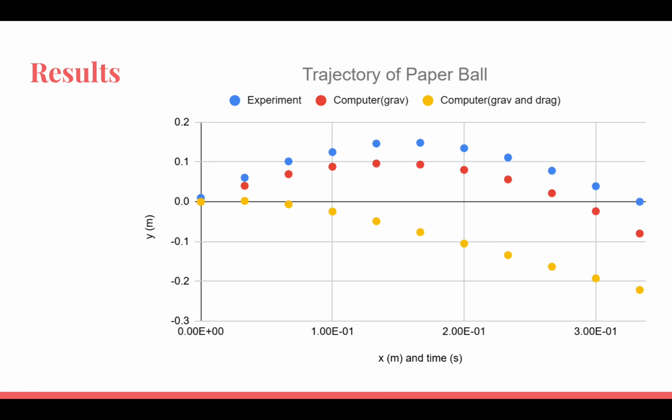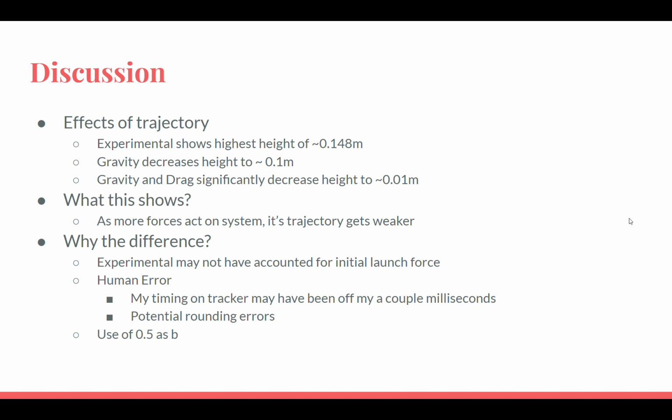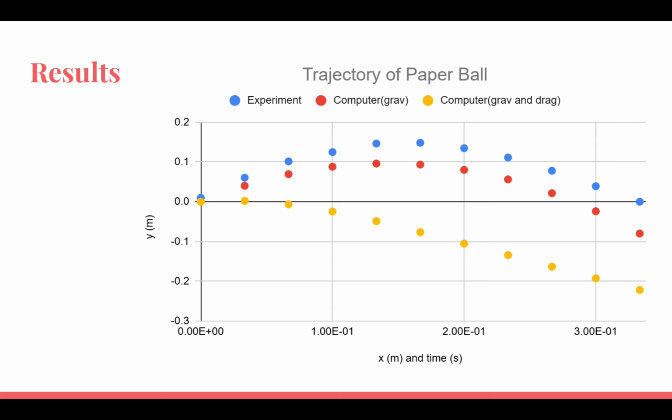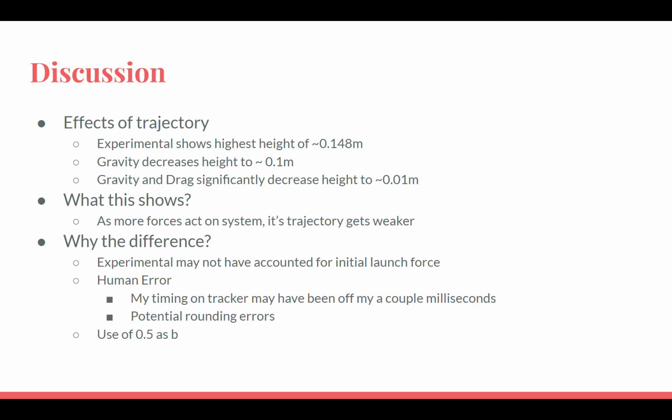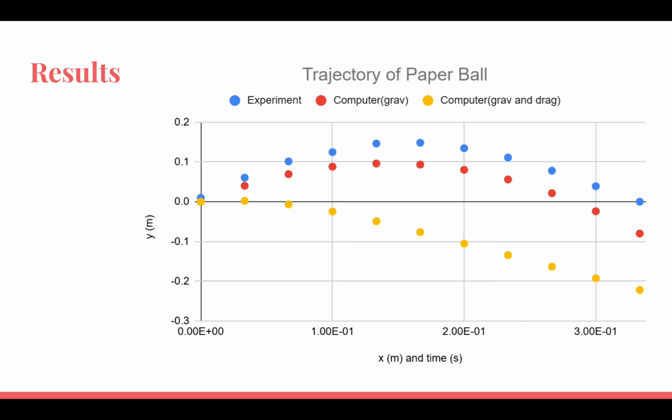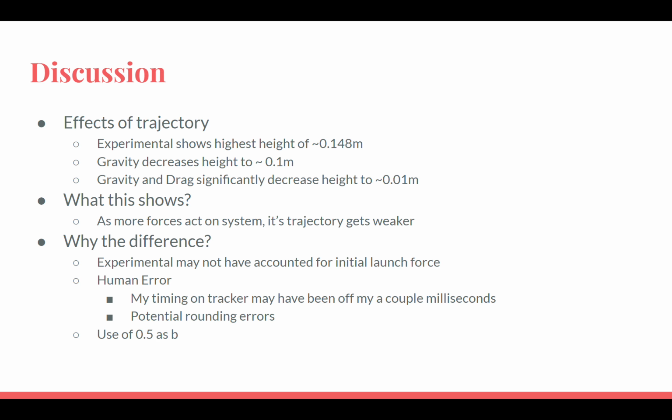And here's just the data graphed on a graph. And as we can see, the experimental graph showed the highest height of 0.148 meters, as you can see, the blue line. And then when you account for gravity, the peak height decreases to around 0.1 meters. But then with gravity and drag, it significantly decreases to a number far less. And what does this show right here? It just shows that as more forces are applied on the system, the trajectory overall is just weaker, and it just doesn't go as far.